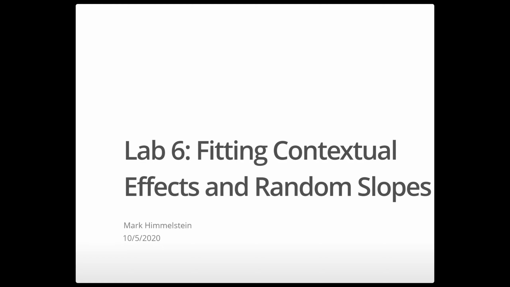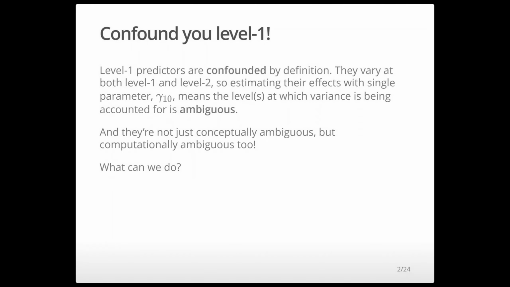So now that we've established what contextual effects are and why they're an issue, let's talk about what we can do about them. And we'll also talk a little bit about random slopes and what we can do about those, and that's the other main issue that we need to think about when including level 1 predictors.